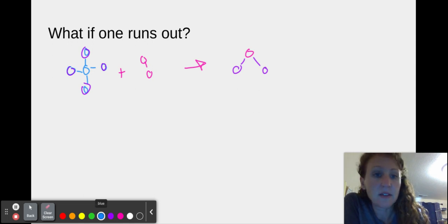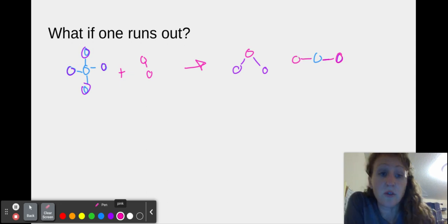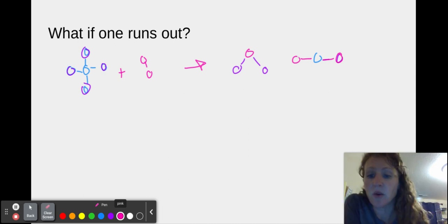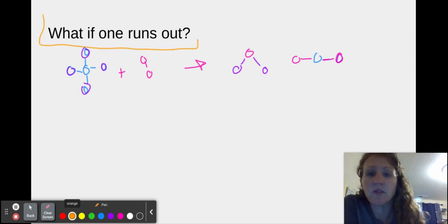The carbon is going to reform with the oxygen to form carbon dioxide. And of course, this would need to be balanced. It's not balanced currently. But this is what our reaction is doing when it proceeds forward. So the question of the day is, what happens if one runs out?